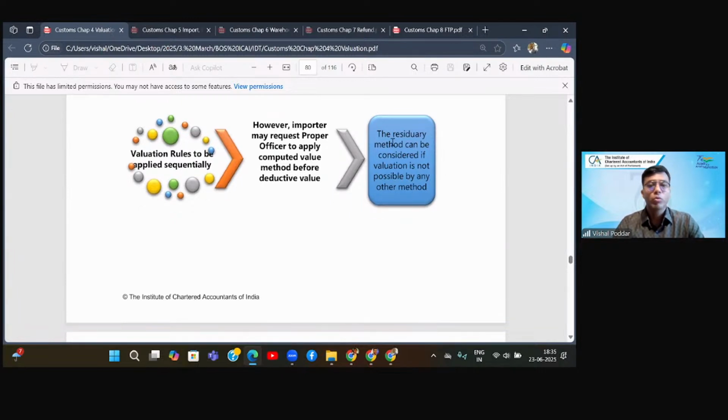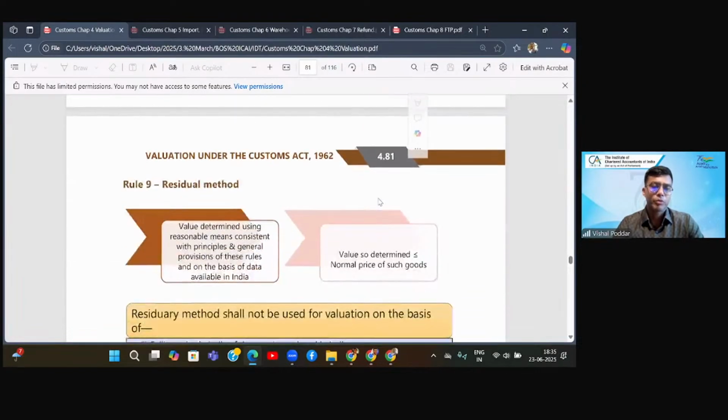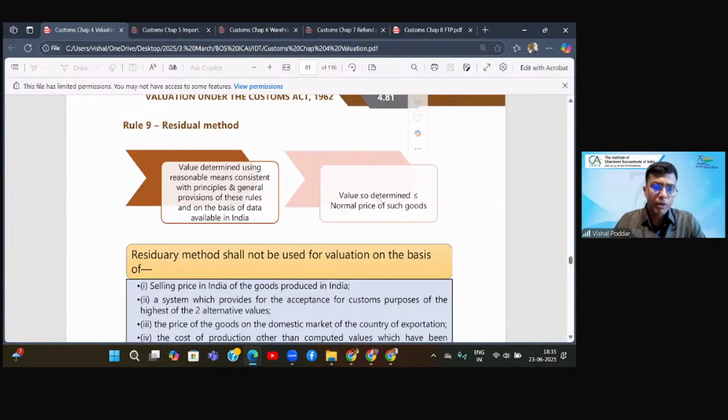Now, in case none of these rules help, then we have no other option but to follow the residuary method. So by residuary method, you find the value. Now, technically, residuary method has not given any method of computation. It has only given you a guidance saying that you will determine the value using reasonable means, which is consistent with the provisions what we studied till now. So you apply what is given in section 14, you apply what is given in other rules, and taking an overall logic from that, try to determine the general principles of valuation, and using those principles you determine the value.